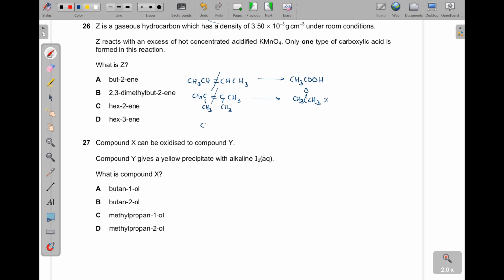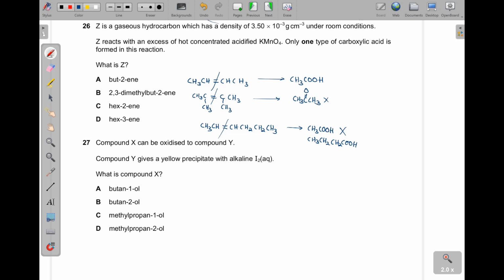Then hex-2-ene is CH3, then CH, double bond, CH, then CH2. That's 1, 2, 3, 4, then 5, and then 6. So when you break this one here, you are going to get CH3COOH when you oxidize. Then the other one is going to be CH3, CH2, CH2, COOH. Okay, these are two different carboxylic acids. So this one has to also be off.